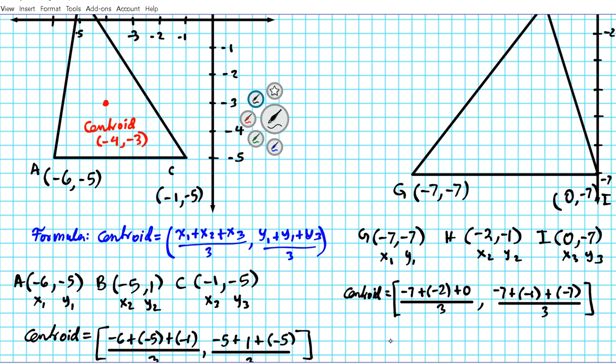Let's go ahead and simplify that using the order of operations. Here we are going to have negative 7, so we have negative 7 plus times minus is minus 2 over 3 for the x coordinate. And then for the y coordinate, it will be negative 7 minus 1 minus 7. Remember, when you multiply different signs, you always get negative. Alrighty, so that will be divided by 3.